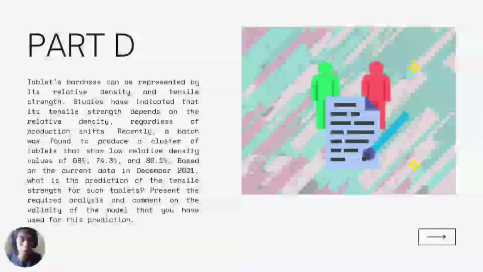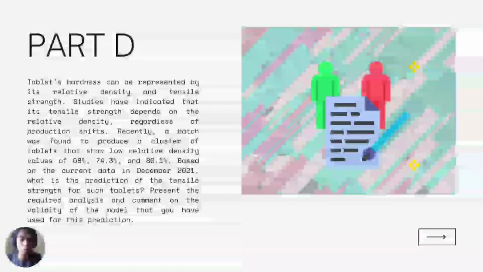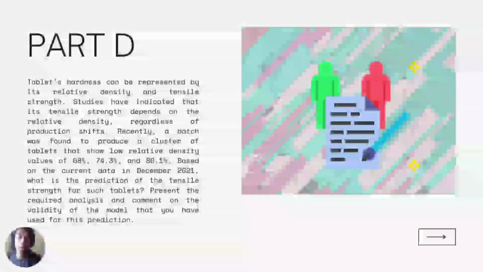Today I will be presenting the first part of part D from the project. In this part, we were asked to find the tensile strength of the tablets that have low relative density values, which are 68%, 74.3%, and 80.1%, using the linear regression method.